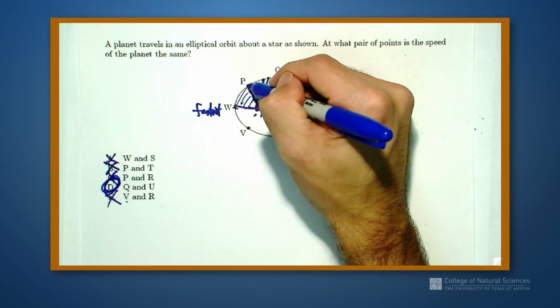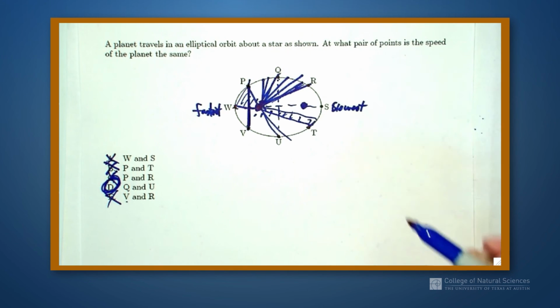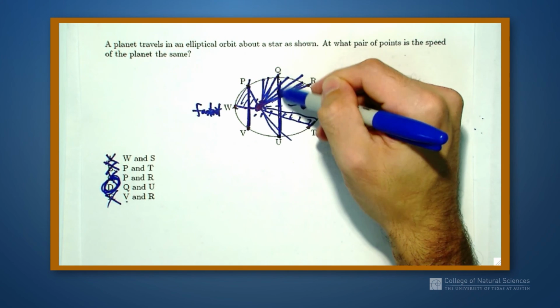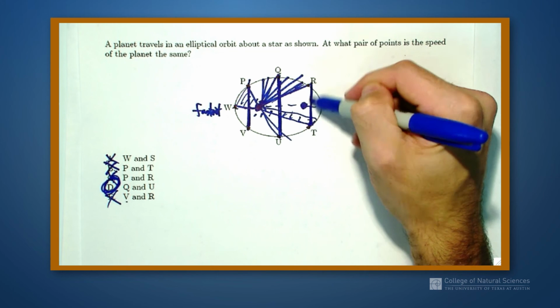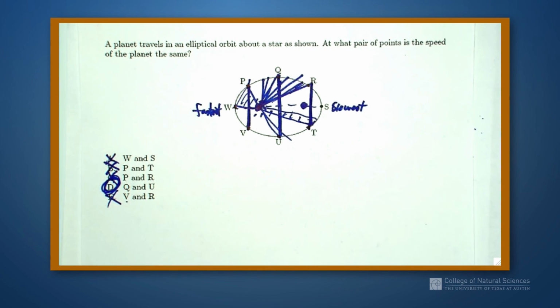Really what it comes down to is P and V are at the same speed, Q and U are at the same speed, and T and R are at the same speed. So any of those three pairs would have been correct.